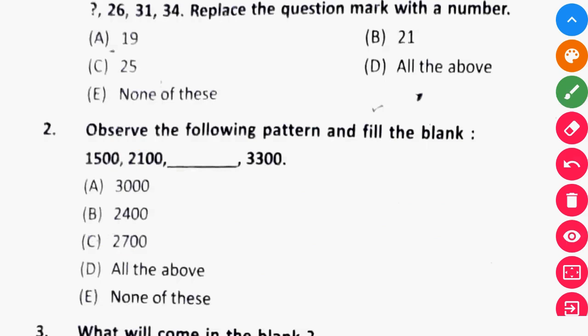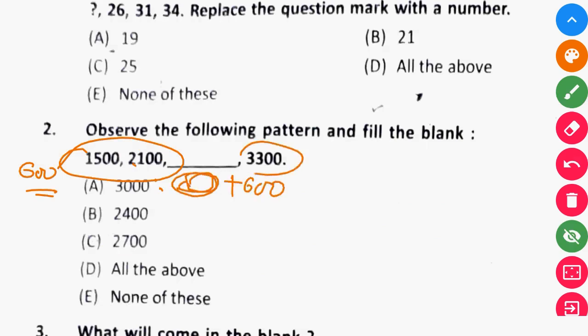Now see what we have done here. We first found the difference between these two numbers, which is 600. Now if we add 600 to this number, you will get some number which is missing here, but you have to again add 600 to that number to get 3300. So the difference between 3300 and 2100 is 1200.